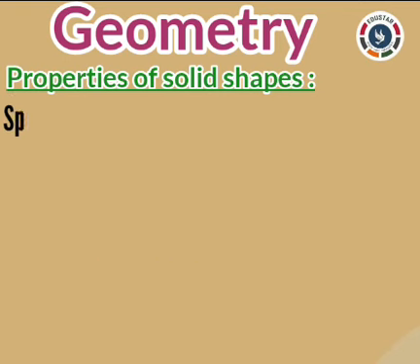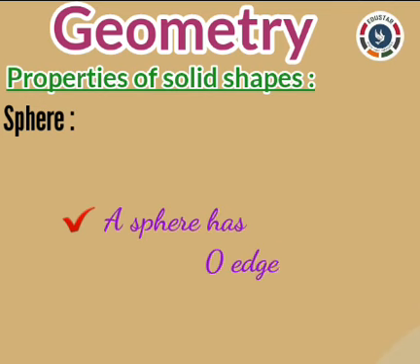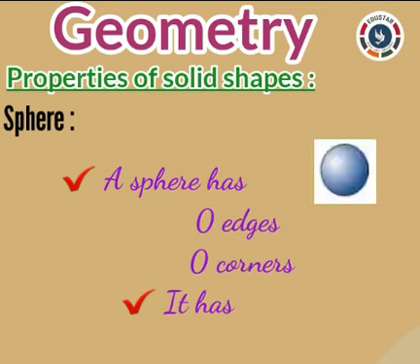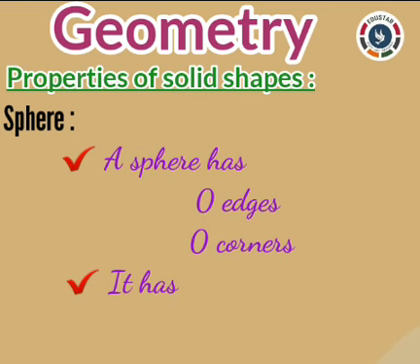The next shape is sphere. The sphere looks like a ball. A sphere has no edges and no corners. It has only 1 curved face.